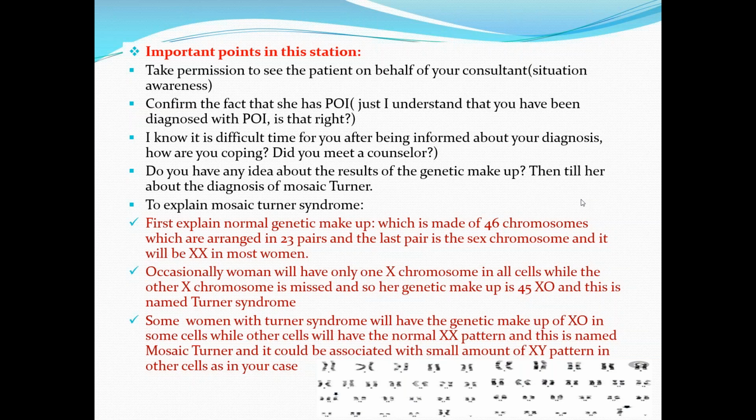For most women, they will have 23 pairs of chromosomes. The last pair is the sex chromosome, and it will be XX. But occasionally, women will have only one X chromosome in all cells, while the other X chromosome is missing. And here the genetic makeup will be 45XO, and this is named Turner syndrome. Then finally, I will tell her that some women with Turner syndrome will have the genetic makeup of XO in some cells, while other cells will have the normal XX pattern, and this is named mosaic Turner. And it could be associated with a small amount of XY pattern in other cells, as in your case.